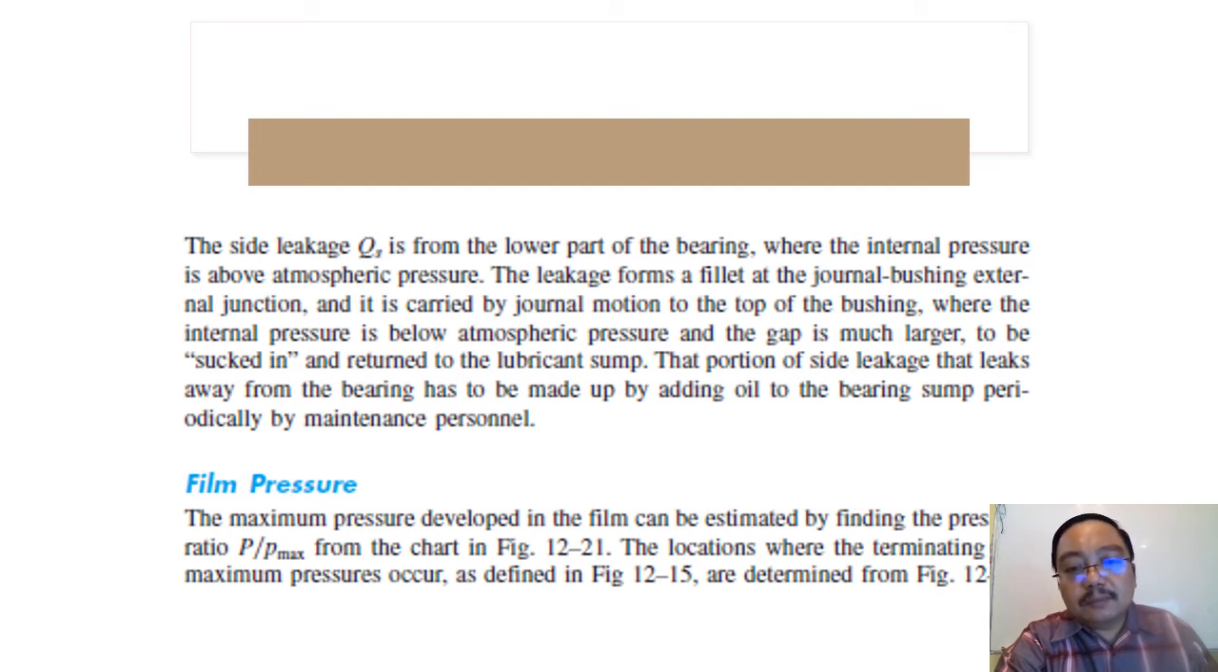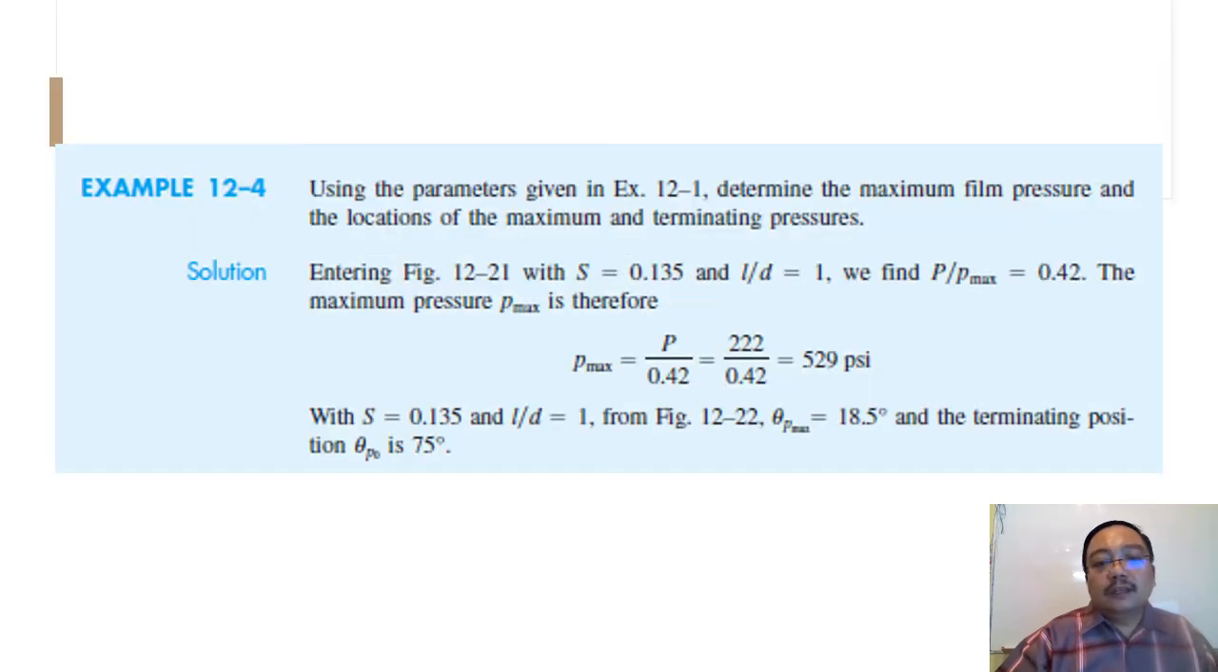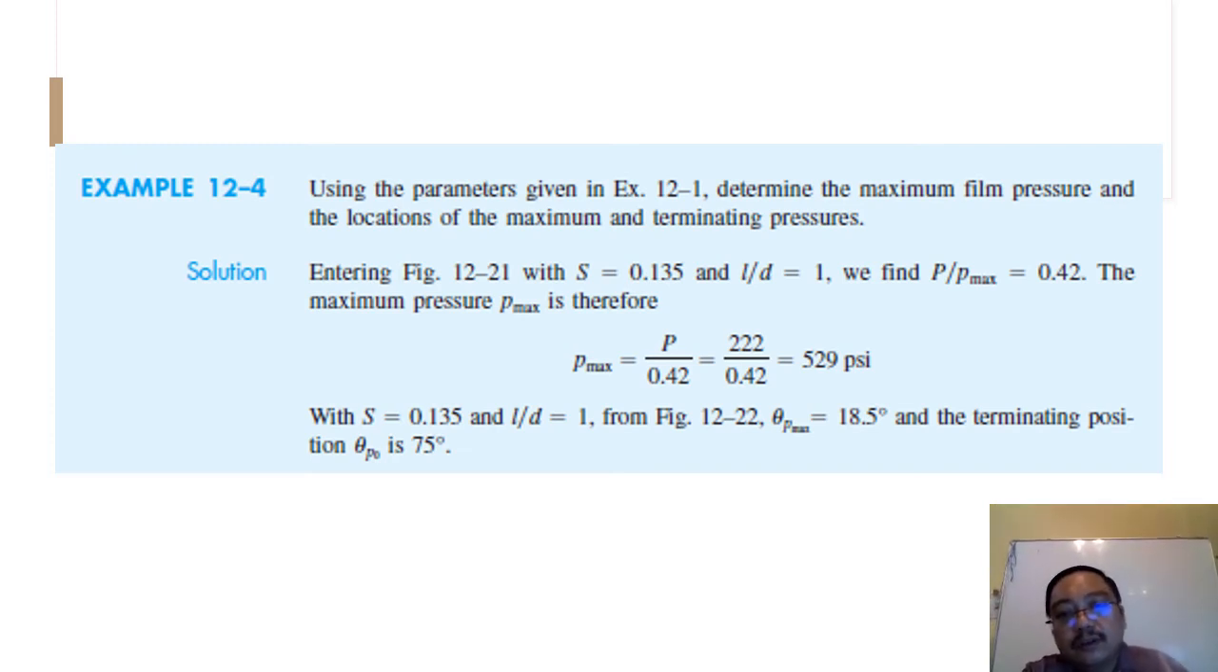Okay, the maximum pressure developed in the film can be estimated by finding the pressure ratio P over P max from chart 12.21, the location where the terminating maximum pressure occurs. Okay, so using example 12.4, using the parameters given in example 12.1, determine the maximum film pressure and location of the maximum and terminating pressures.